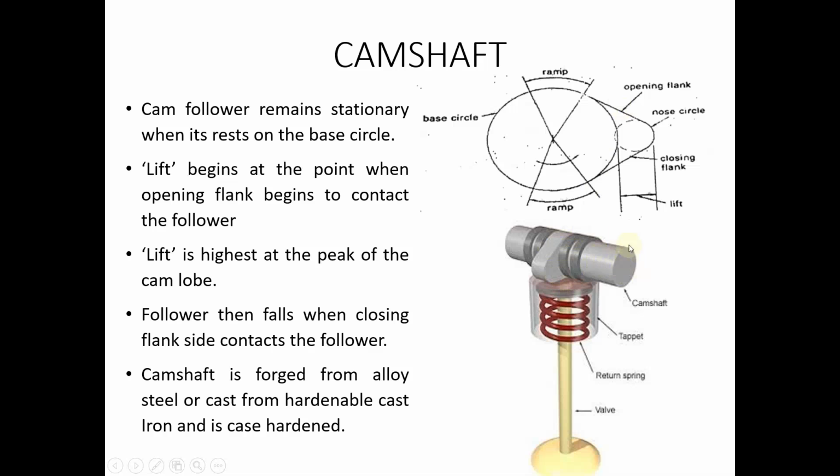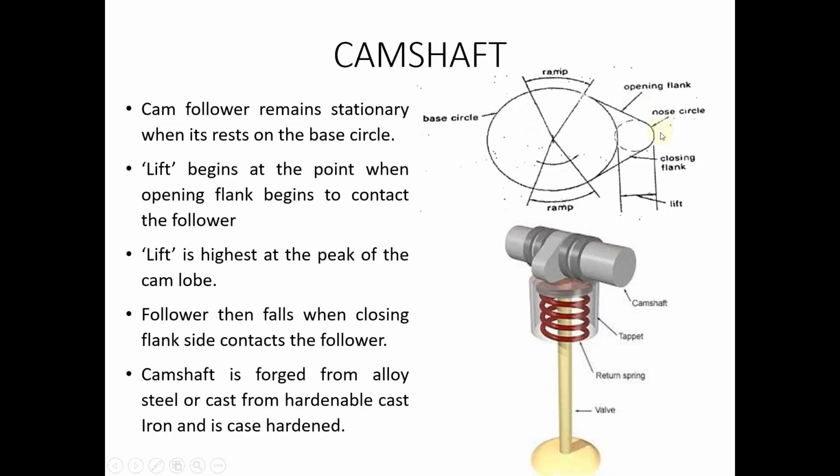Whenever this cam rotates and the opening flank region contacts the follower, you can see here, suppose this is rotating in a clockwise direction. Now the opening flank area is in contact with the follower top area. When it rotates, it pushes down the follower. If it is spring loaded, it will push down the follower or the tappet and it opens the valve.